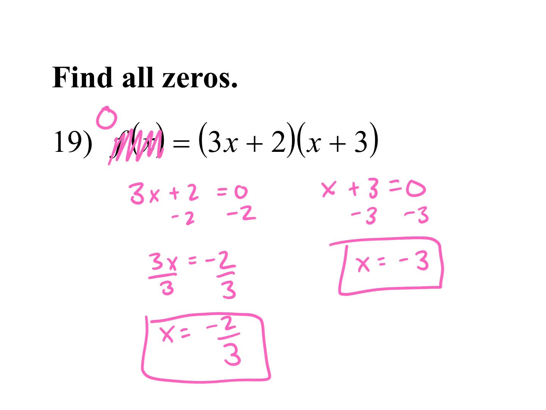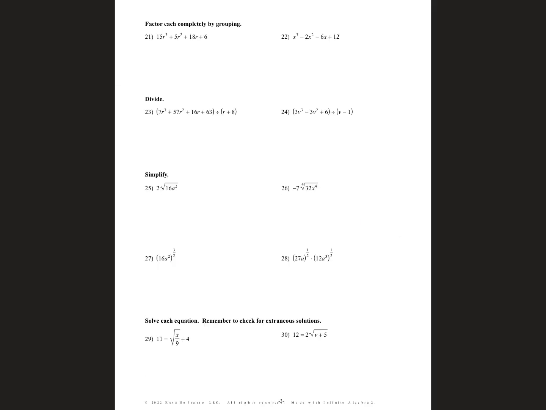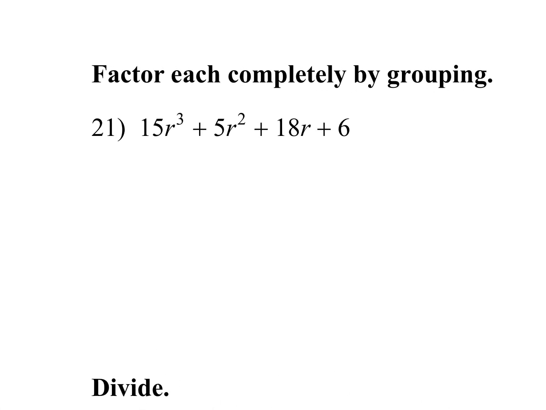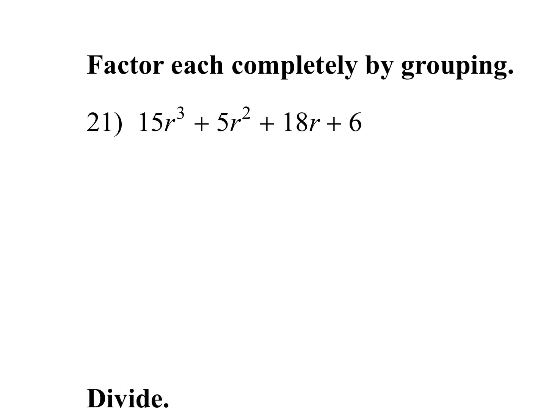We just got to set them equal to 0 and solve. All right, let's take a look at 21. So here we want to factor by grouping. So when we group the first two and group the second two, we want to see what do we have in common that we can take out.